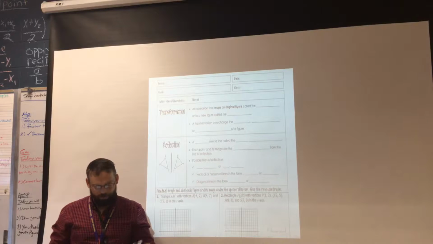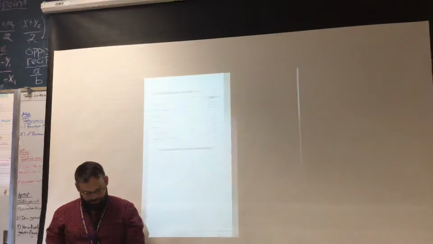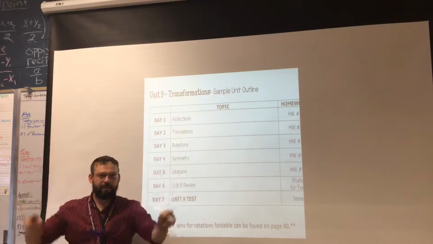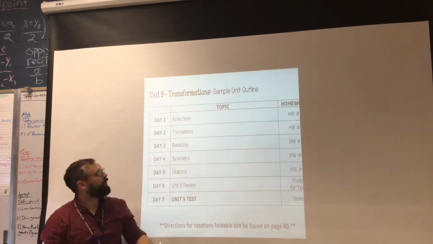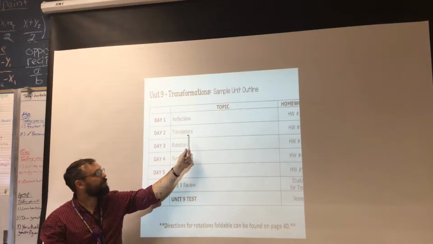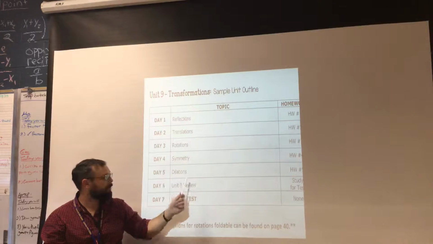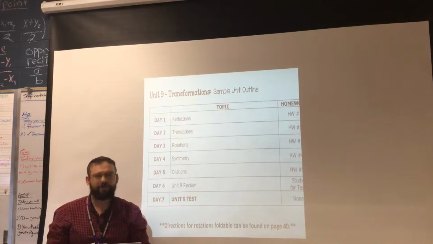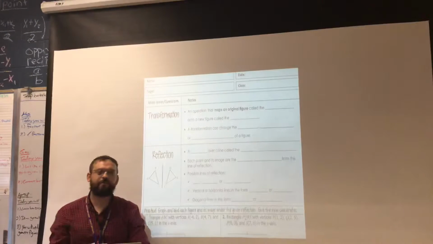So with transformations, there's different types. I'm going to flip back to my little table of contents here. Transformations is the big overarching idea, and there are different types of transformations. There's reflections, translations, rotations, and we talk a little bit about symmetry, and a dilation. I hate when people say dilation. Yeah, no, it's dilation. That's the overview of this unit.